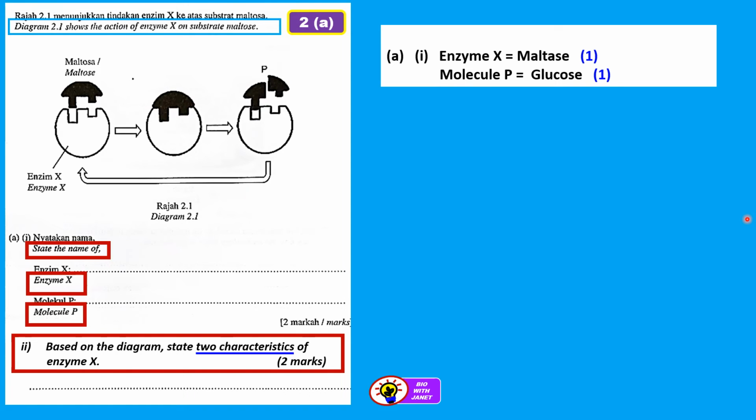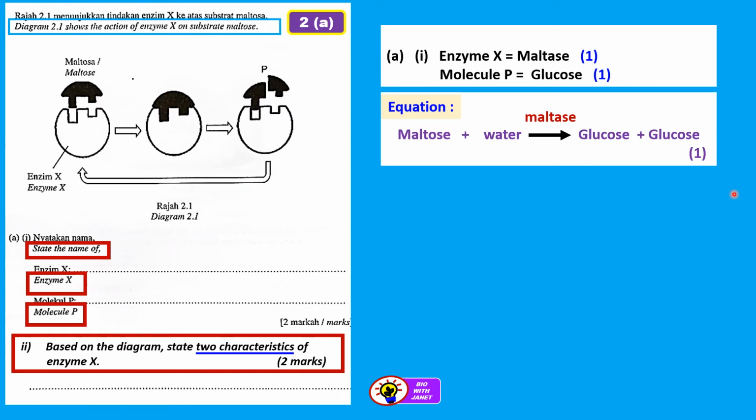Right, so the enzyme X is maltase. And the molecule P, the products, will be glucose and glucose. Remember the equation, although you're not asked to give the equation: maltose plus water, this reaction is catalyzed by maltase, produces glucose and glucose. And remember our memory aid is MAGGI: M for maltose, G and G for glucose.